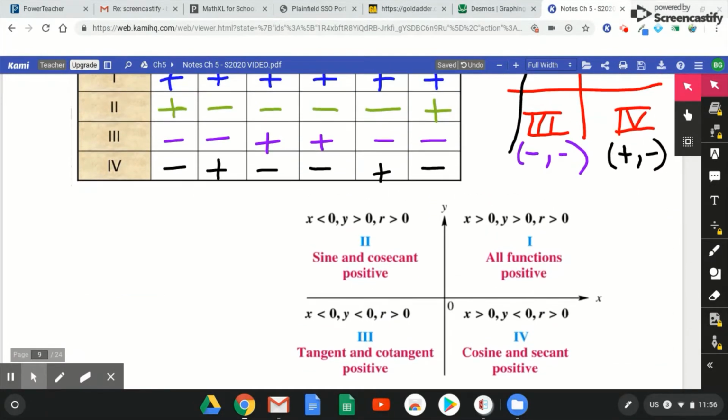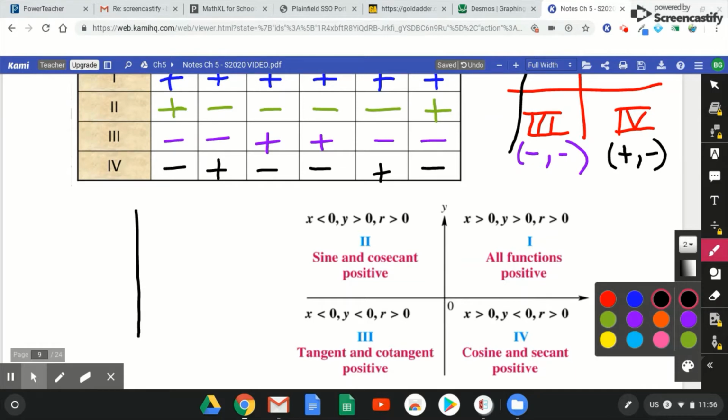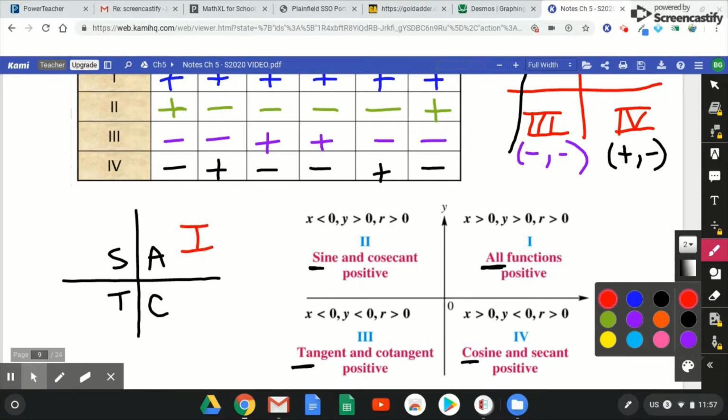So this thing down here is another way of remembering the same exact thing. If you look at your coordinate plane, they say all functions are positive, sine and cosecant are positive, tangent and cotangent, cosine and secant. Just shorten it down to this. And I want you to remember this mnemonic device: All students take calculus. It's kind of a silly thing that doesn't really mean anything, but that's going to help you remember which of the trig functions are positive. So in the first quadrant, all 6 trig functions are positive.